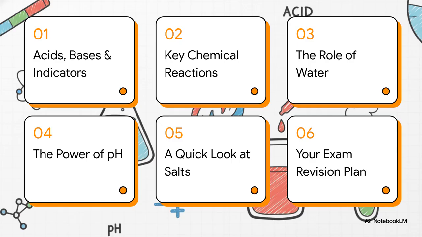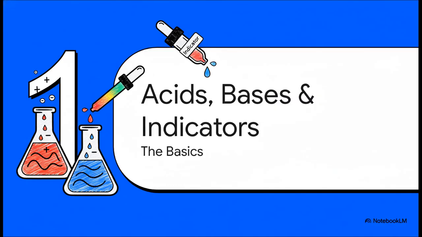First, we'll quickly recap the basics. What are acids, bases, and indicators? Then, we'll look at the key chemical reactions. This is very important. After that, we'll touch upon the role of water, why it's so critical, and then understand the power of pH. We'll have a quick look at salts, and finally, I'll give you a simple plan to revise this chapter effectively. Okay, so let's begin with the very first topic, the basics.